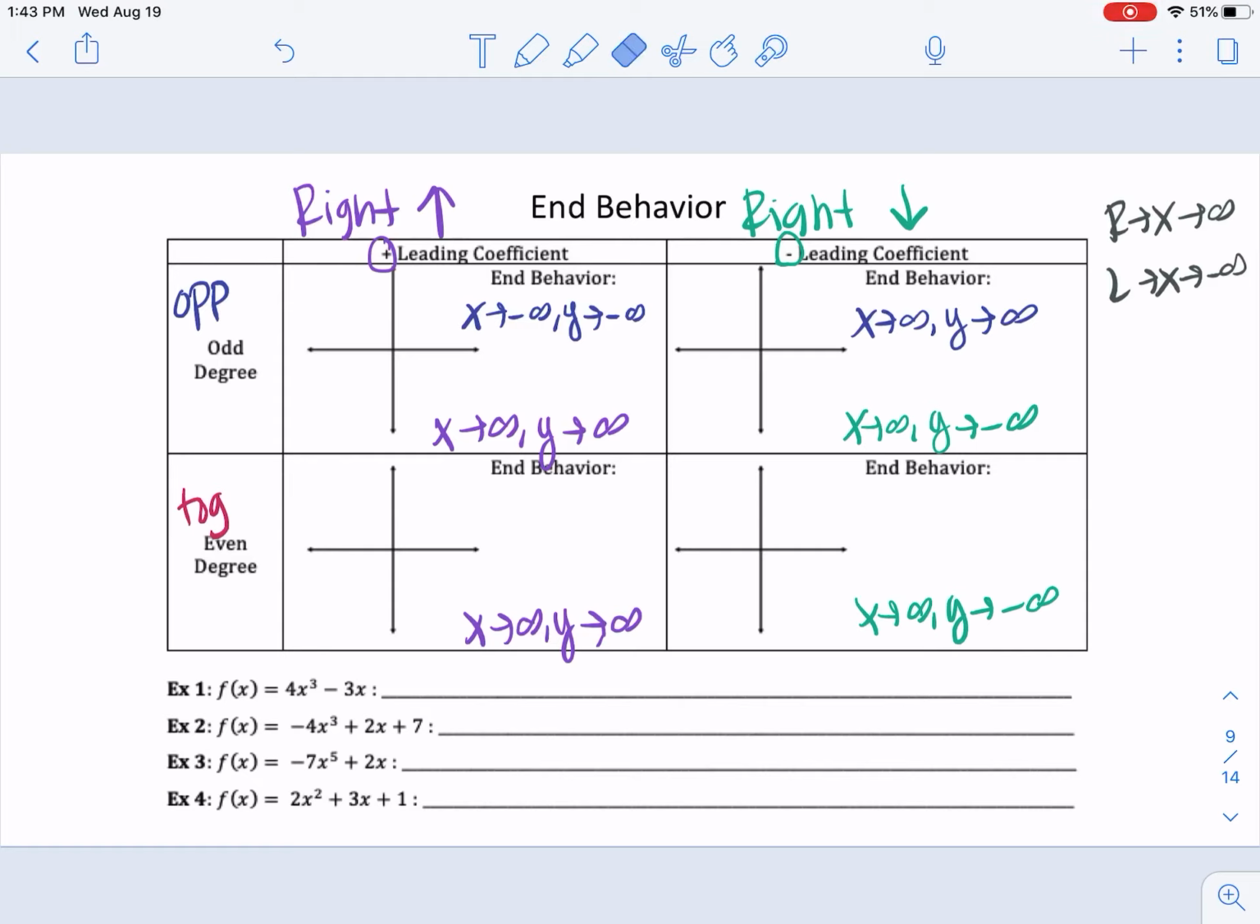I am so sorry, I just noticed I missed a negative in here. That should make a little bit more sense.